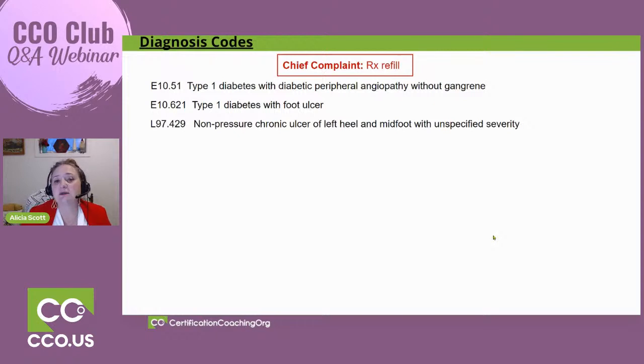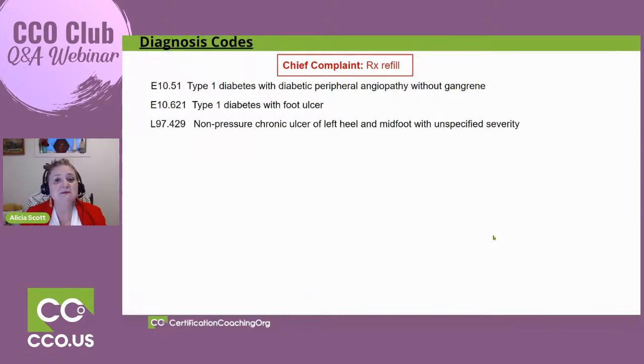So we have a non-pressure ulcer. That's pertinent. It's not a pressure ulcer. That is on the left heel and midfoot with unspecified severity. Now, that doesn't give us much. We don't want to see that, but there could be a need for that if he hasn't gotten in and debrided it or done much.